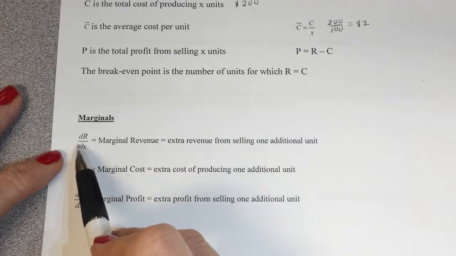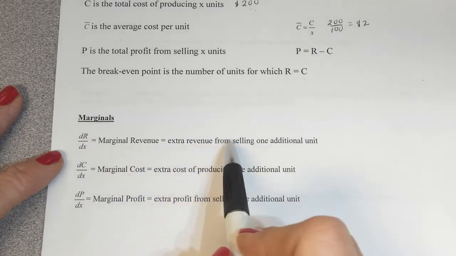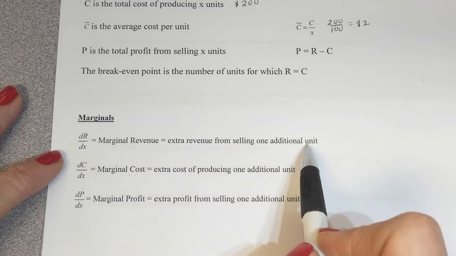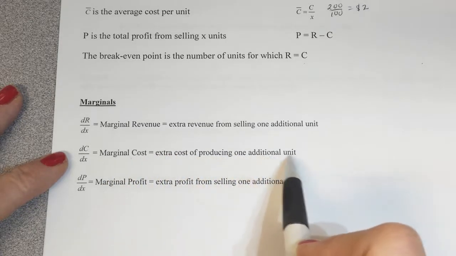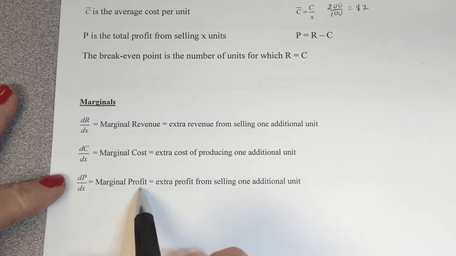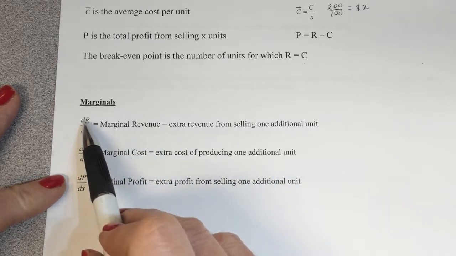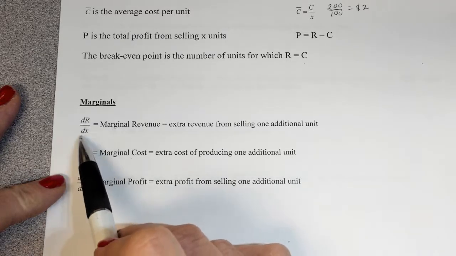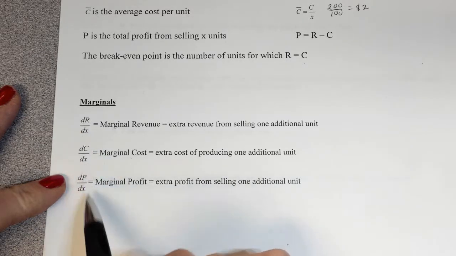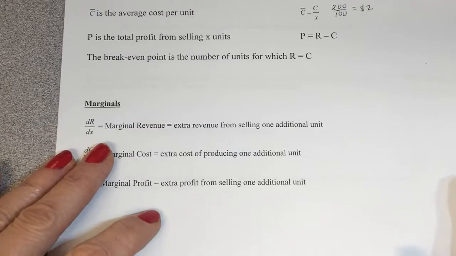All right. So here we've got marginal revenues. Well, the marginal revenue is the extra revenue we're going to make from selling one additional unit. The marginal cost is the extra cost of producing one additional unit. The marginal profit is the extra profit from selling one additional unit. And these are all just the derivative with respect to X. Now remember, we've been doing with respect to time for a while with related rates, but now we're going back to the derivative with respect to X.